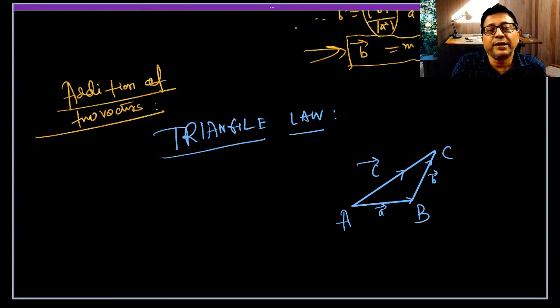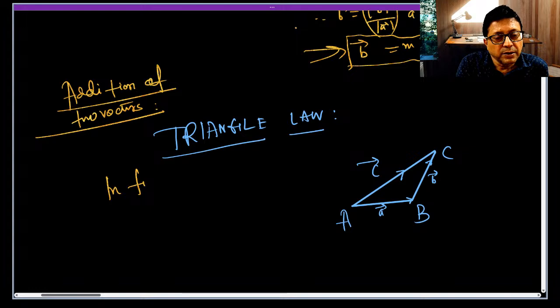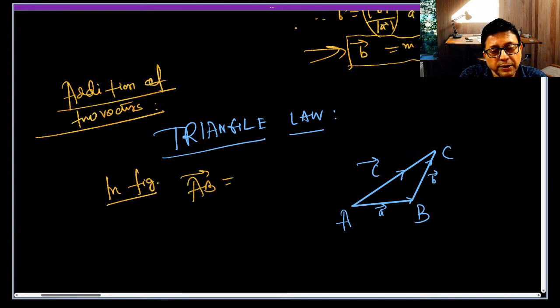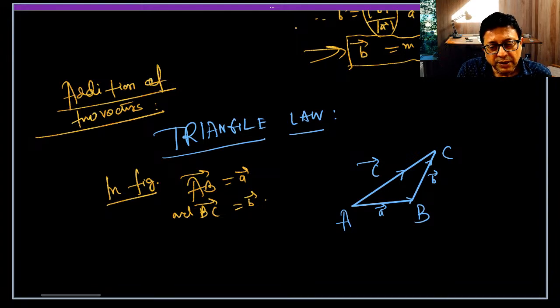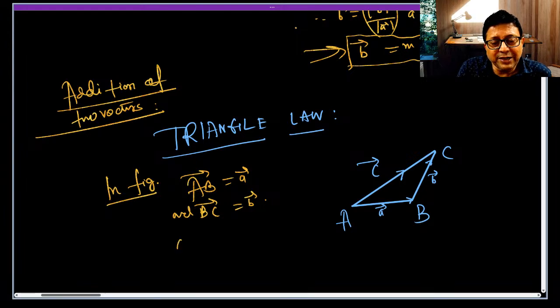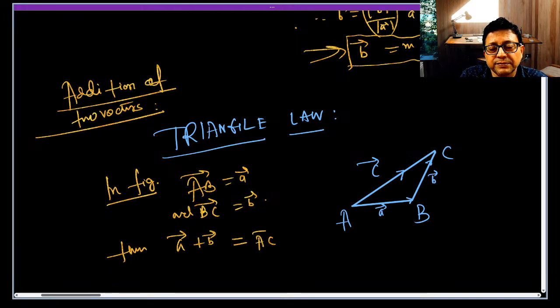So what we have done there, in the diagram AB equals A and BC equals B, then the sum of these two vectors, we are adding these two vectors, then A plus B will be given by AC.